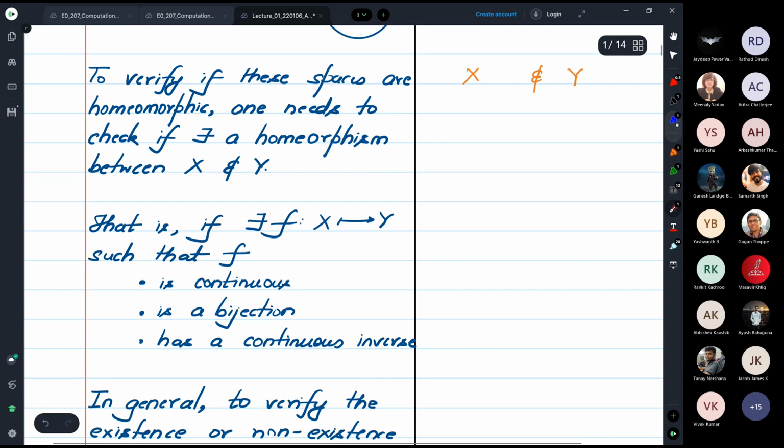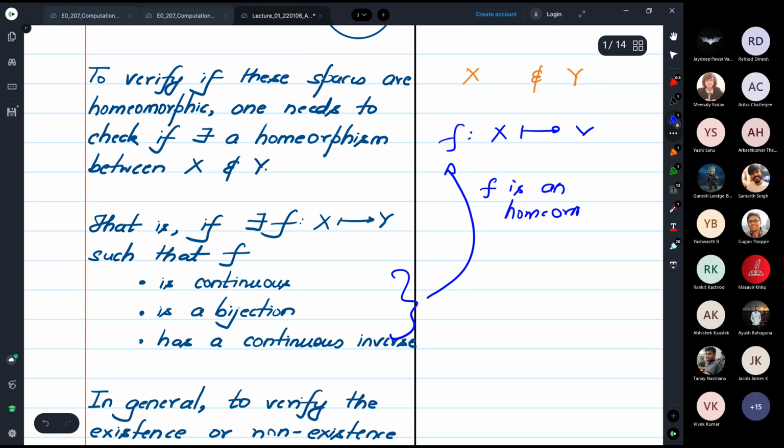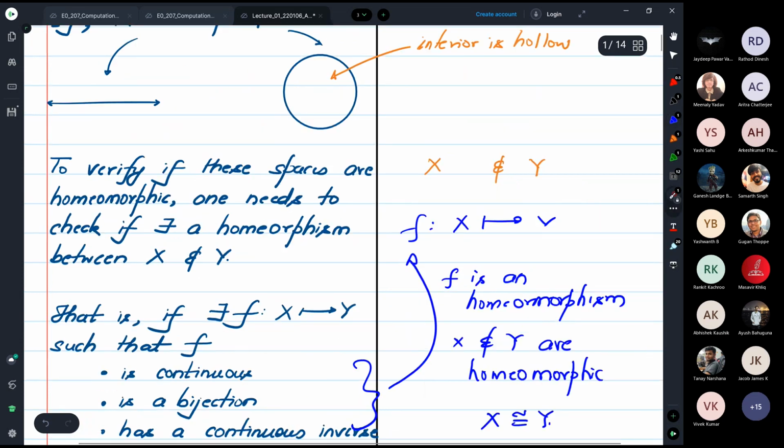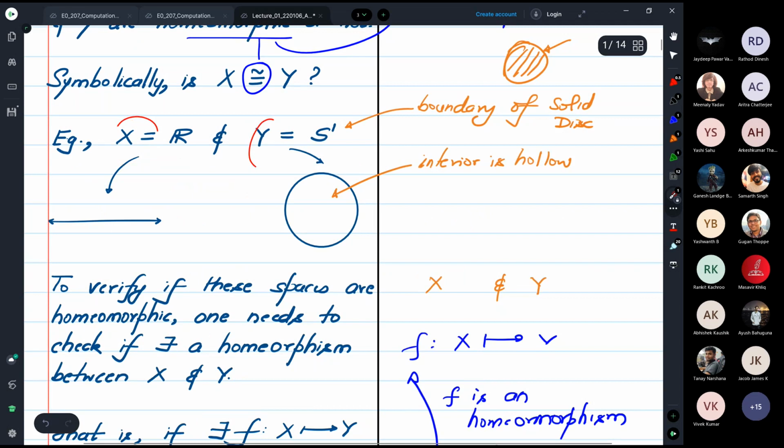So whenever there is a function f from x to y which satisfies these three properties, then we will say f is a homeomorphism. So the map is referred to as a homeomorphism. And x and y would be said to be homeomorphic. X and y are homeomorphic, right? And in symbols, I will say something like this. Is this okay?